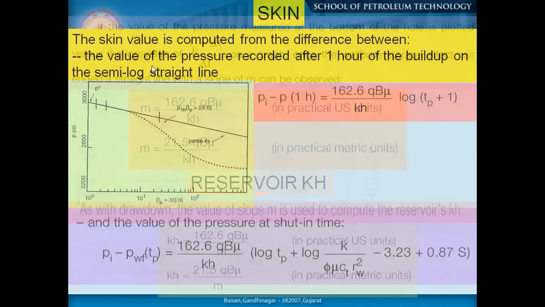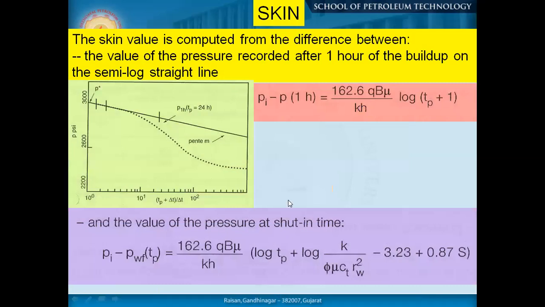Okay, so how do you get the skin value? It is computed by putting in whatever values you are getting. The skin value is computed from the difference between the value of the pressure recorded after 1 hour of the build up on the semi-log straight line. So you see here the same thing. If you just see here delta P plus TD, the time coming in here is the infinite time. Okay, so this is 1, and as you move out, this is actually varying, depending on the production time as well as the delta time. Delta time is from the last test.